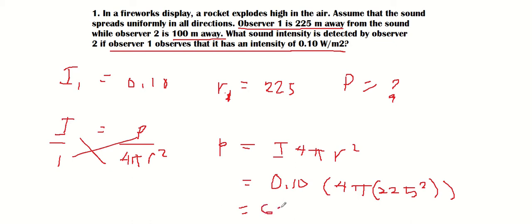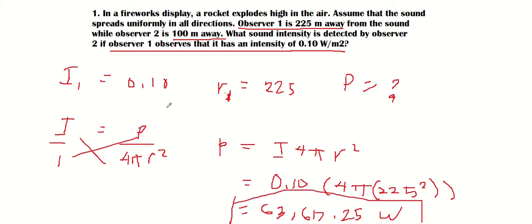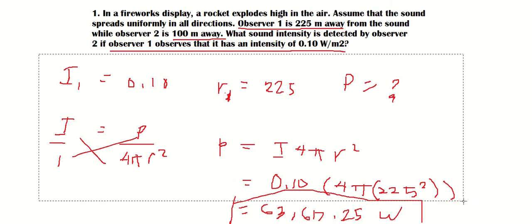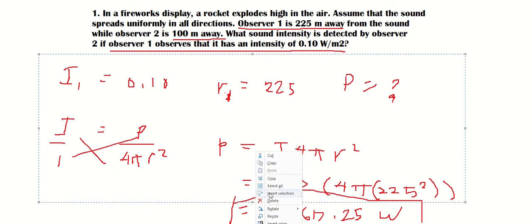So, after pala nito, hindi pa tapos. 63,617.25 watts. Kasi ang kailangan pala nating hanapin is yung intensity nung sa observer 2. Ayan, since nakuha na natin yung value ng power, pwede na nating gamitin tong value na to para ma-solve yung sound intensity ng observer 2. So ngayon, kailangan ko mag-delete ng space. Tatabi ko na lang yung value ng power para may reference tayo.